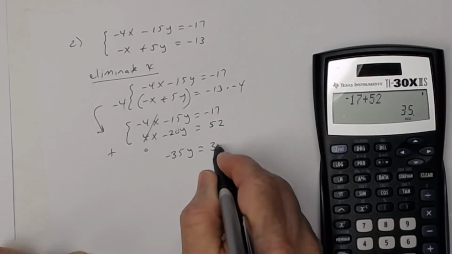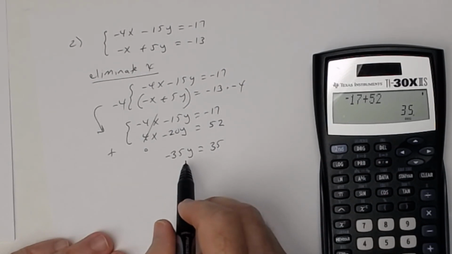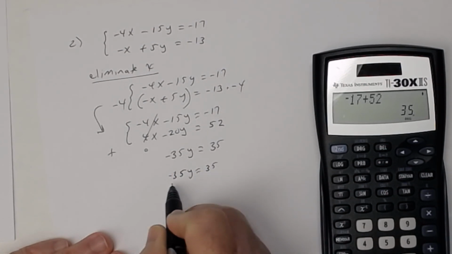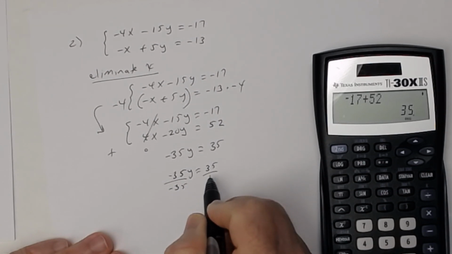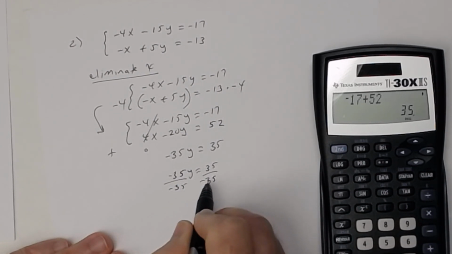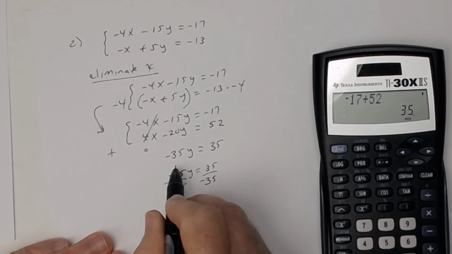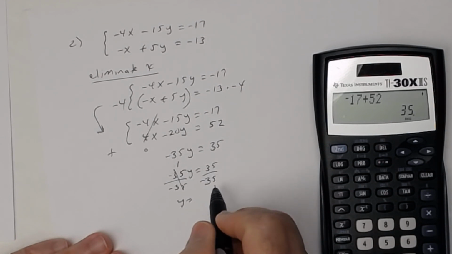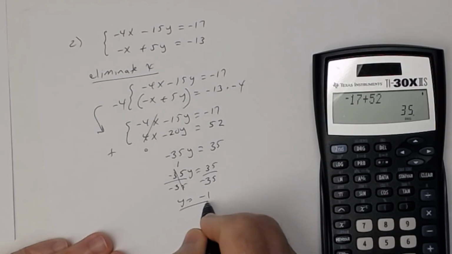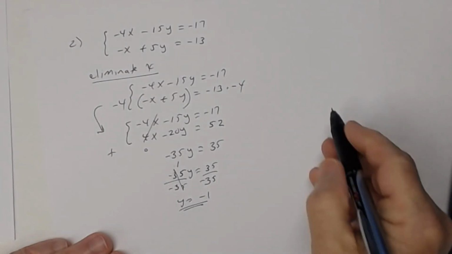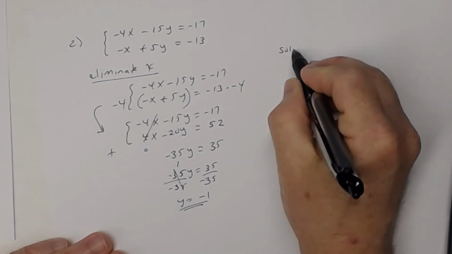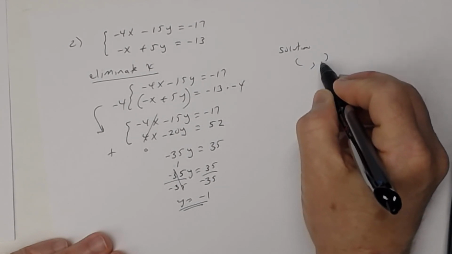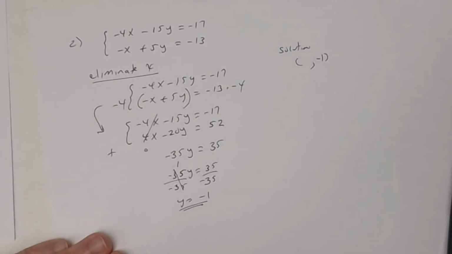So that's 35. All right, well that's going to make things easier on me because notice that to get y by itself, let me go ahead and rewrite this over. To get y by itself, I'm going to have to divide both sides by negative 35. What you do to one side, you do to the other. Negative 35 divided by negative 35 is 1. 1 times y is y equals. And notice 35 divided by negative 35 is a negative 1. So you found the y coordinate of your solution, of the ordered pair, and that is negative 1.